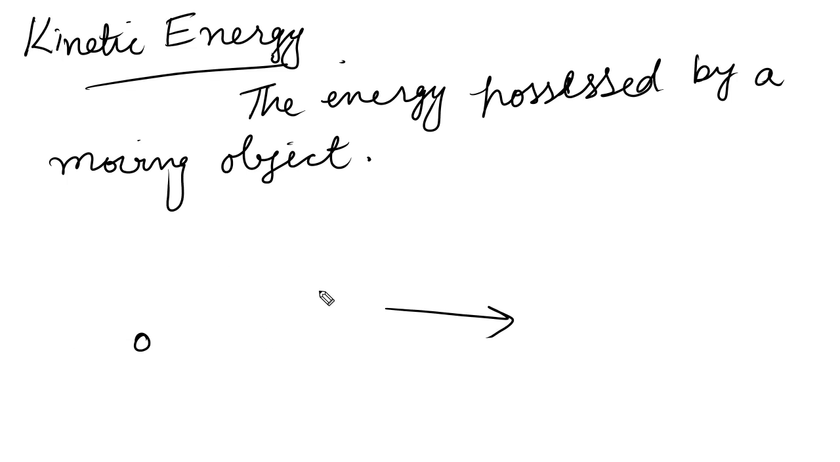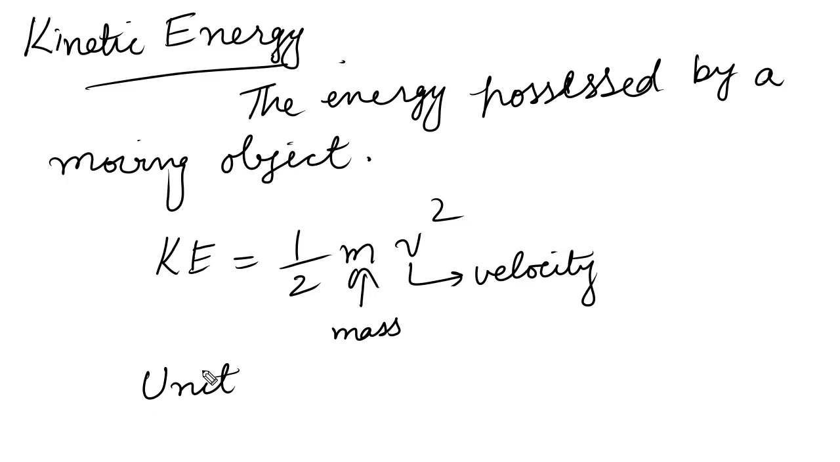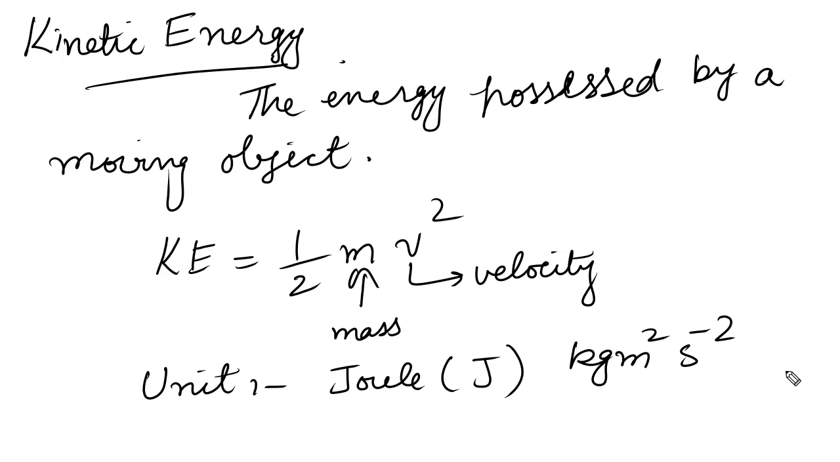Now let's go into the formula for the kinetic energy. So kinetic energy is equal to half mv square, where m is the mass of the moving object and v is the velocity of the moving object. The unit for this kinetic energy is joule, and we represent joule with capital J. If we convert this unit into the SI unit, it will be equal to kilogram meter square per second square. All right, so this is what kinetic energy is all about.